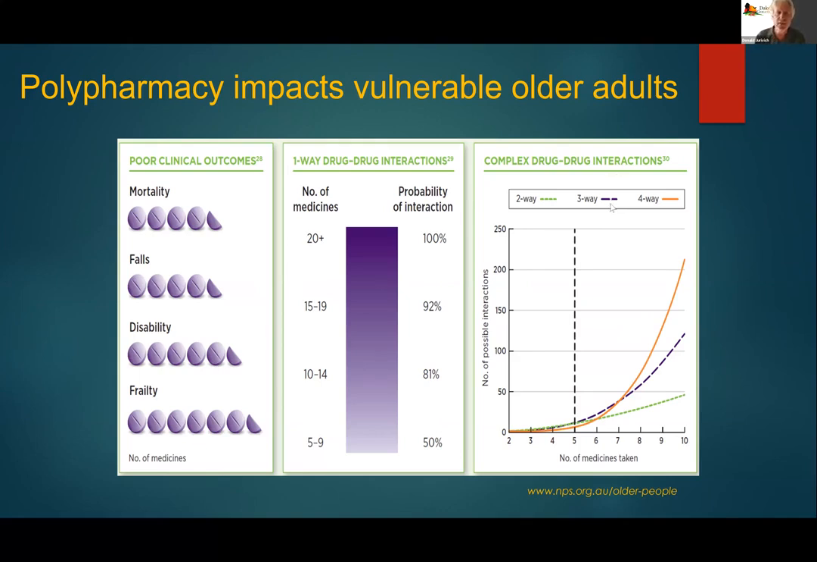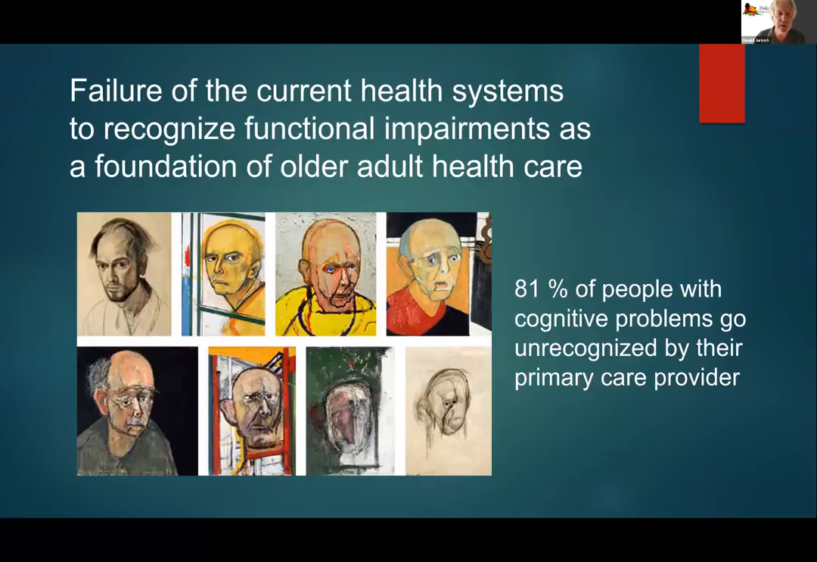The other problem is the current healthcare system really fails to recognize functional impairment, whether it be cognitive or physical impairments or psychosocial impairments that really are the foundation of geriatrics, or what we call older adult healthcare. So a study recently, just a couple of years ago, identified that 81% of people who have some form of cognitive problems or memory disorders go unrecognized by their primary care provider. So that's just an awesome gap in recognizing what the problem is.